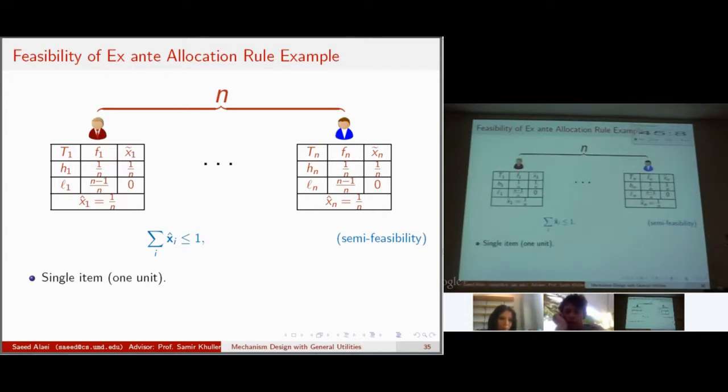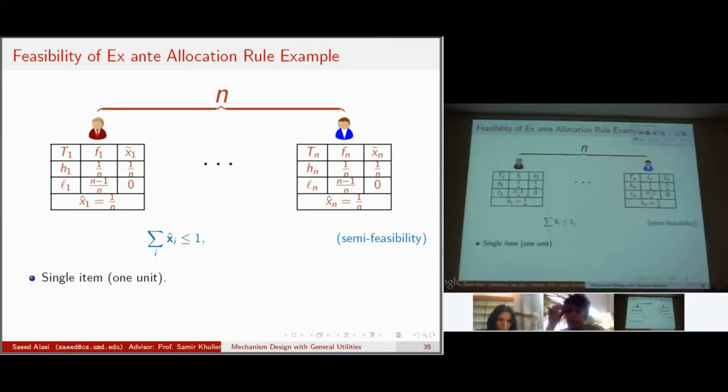Let's say you have n agents, and each agent has 2 possible types, high and low. The high type shows up with probability 1/n, and otherwise it's low type. For the high type, the ex-ante allocation rule is 1 over n. So basically, whenever the high type shows up, it has to receive the item. And as you can see, the sum of the ex-ante allocation rules adds up to exactly 1. So this constraint is satisfied.